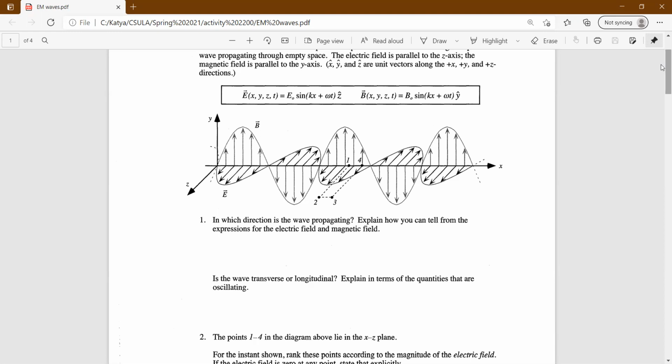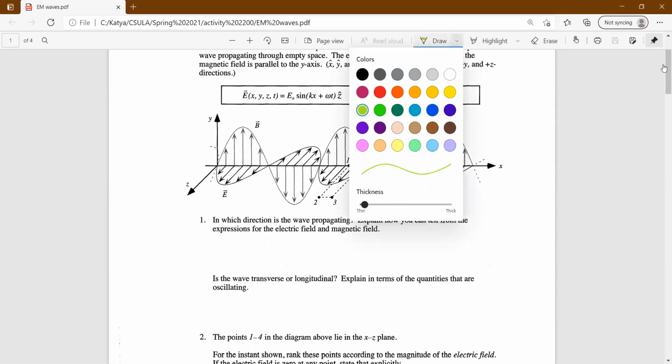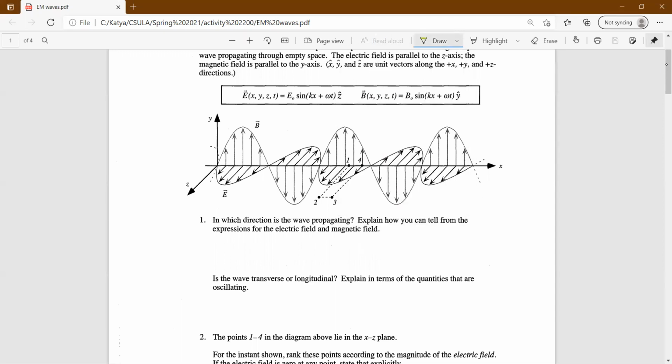Now we do have two equations over here, an equation for the electric field and an equation for the magnetic field. Let me just choose a color. So the magnetic field is drawn only along the x-axis. But if you look at the variables of the magnetic field, you see there are just two variables, x and t. What does it mean? It means that all y's and z's are going to have the very same values for a certain x and a certain t.